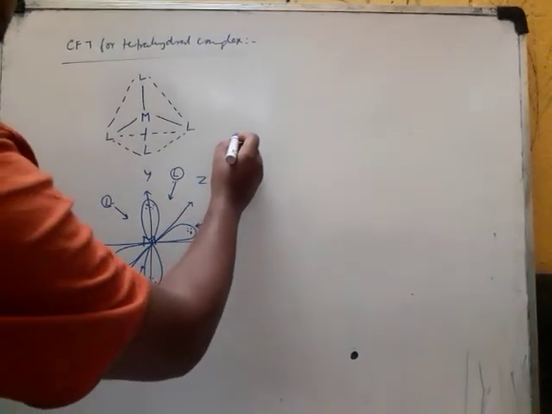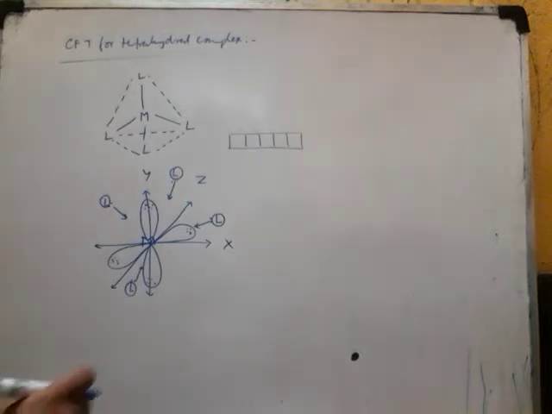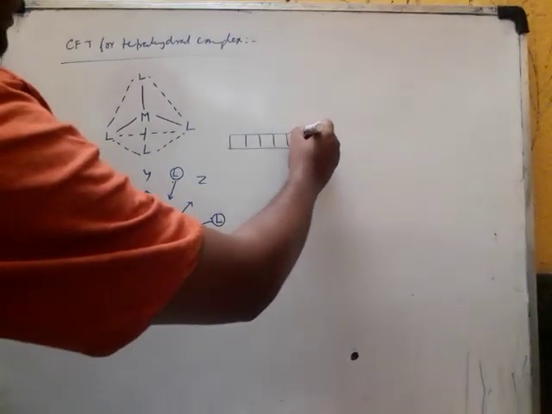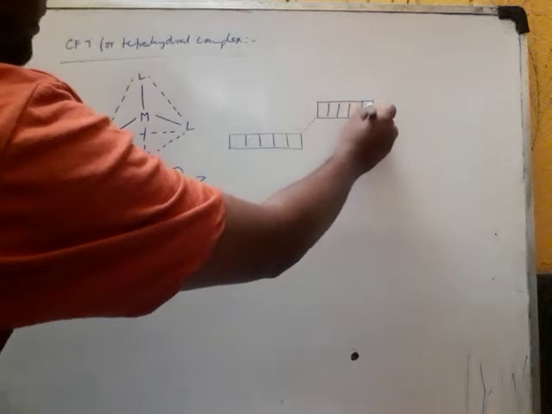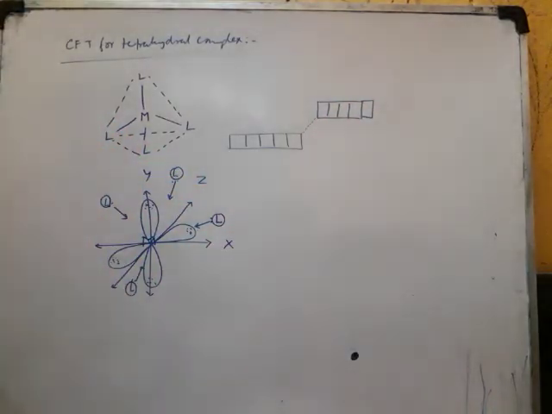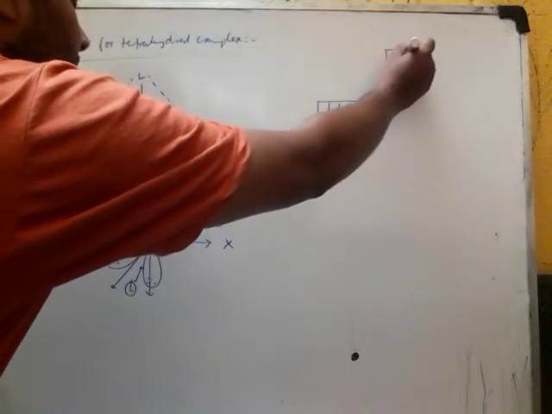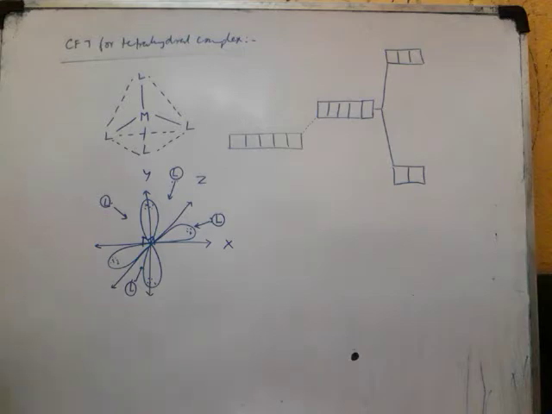So it is seen that the d orbitals are split into 2 parts. First of all, these d orbitals get somewhat excited. Then these d orbitals are split into 2 energy levels. In an octahedral complex, we saw that dxy, dyz, dzx, these 3 orbitals form the lower energy level, and dx square and dz square orbitals form the higher energy level.